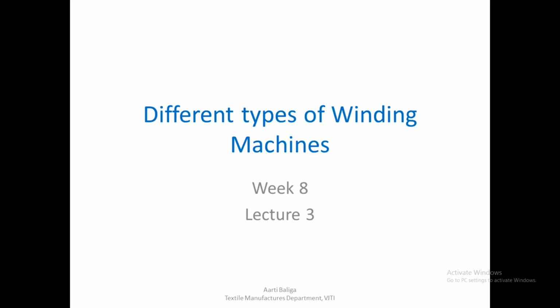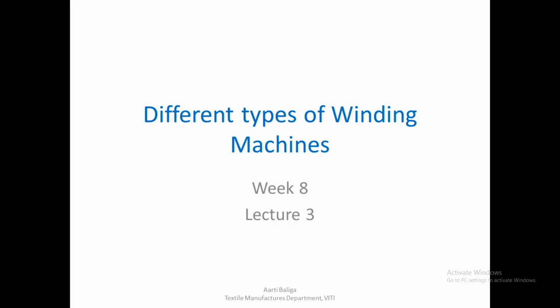Hello. In the last lecture, we saw the different ways in which the package density is affected, how the traverse ratio or the angle of wind affects package densities. So today we shall see the different types of winding machines, and we will see how we can actually control the angle of wind, the traverse ratio on these various machines, and how we can change them to our convenience, or how we can change them to change the package densities as per our requirement.